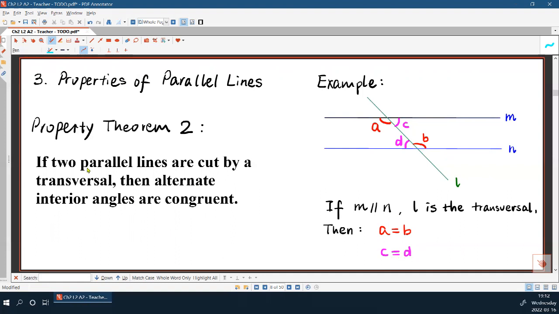That means parallel lines indicate congruent alternate interior angles.